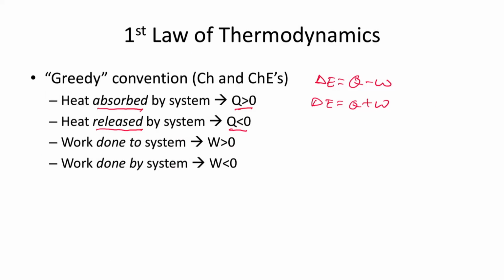In other subjects, like maybe physics, they have a bit more of an altruistic interpretation. For them, the signs are flipped. Work done by the system is positive, and work done to the system is negative. That's why sometimes you'll see it as Q minus W instead of Q plus W. But it's really the same idea.